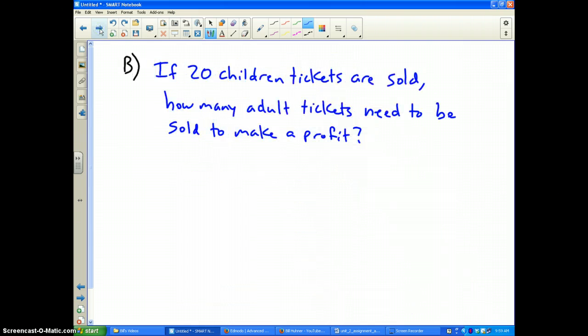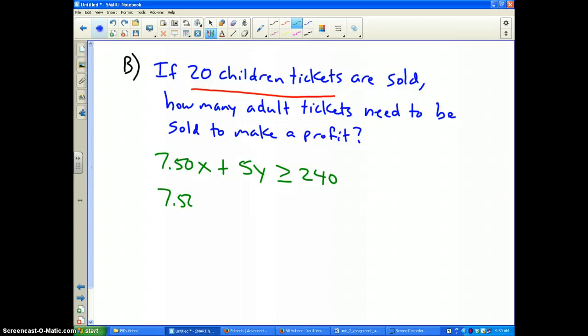Now, we've got one more question. The question is, if 20 children tickets are sold, how many adult tickets need to be sold to turn a profit? Well, very simply, I'm going to rewrite my inequality for this problem. And I'm going to plug in, it tells you you sold 20 children's tickets. So I'm going to plug 20 in where the y variable is. I'm going to put 20 in here for y. And now we are going to solve this inequality.